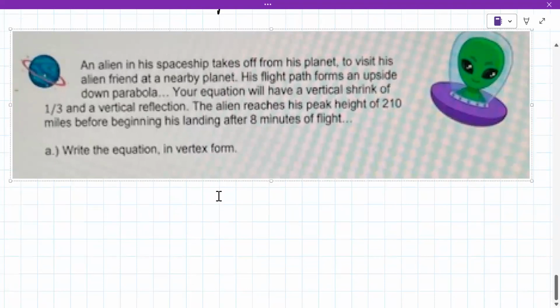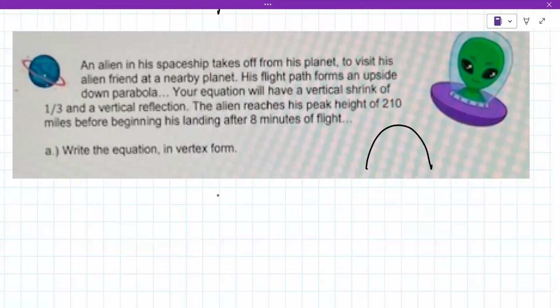An alien in his spaceship takes off from his planet to visit his friend at a nearby planet. His flight path forms an upside down parabola. So that's this one. Your equation will have a vertical shrink of 1/3 and a vertical reflection. The alien reaches his peak height of 210 miles before beginning his landing after 8 minutes of flight.